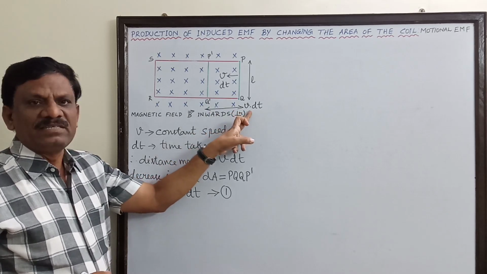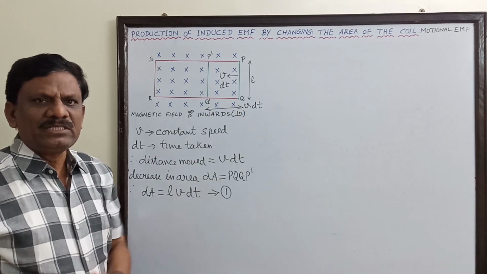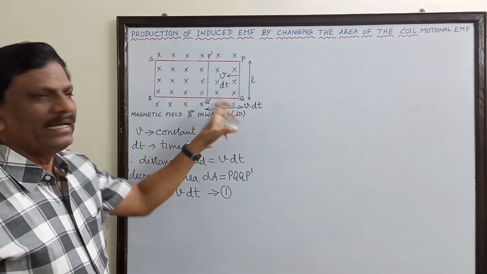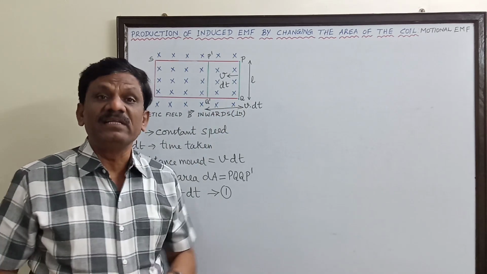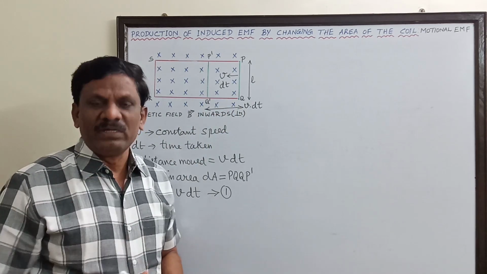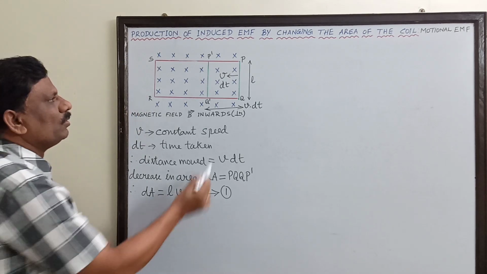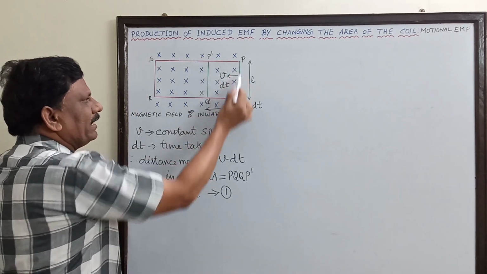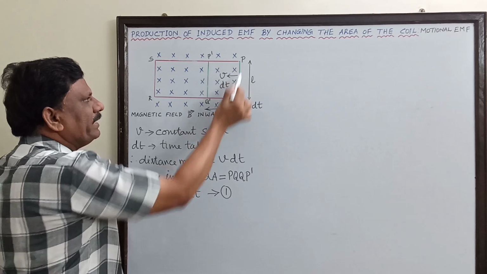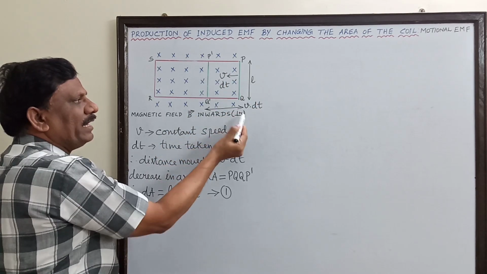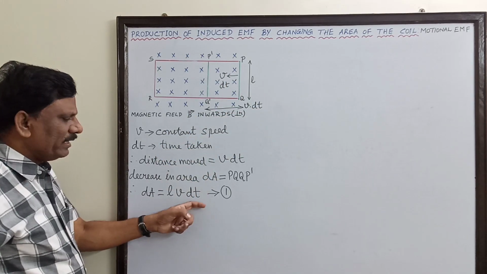it moves through a distance V into dt, due to which the area of the rectangular loop changes, that is decreases by how much? By a quantity equal to this small area PQQ'P', that is equal to the length L into the width V into dt.